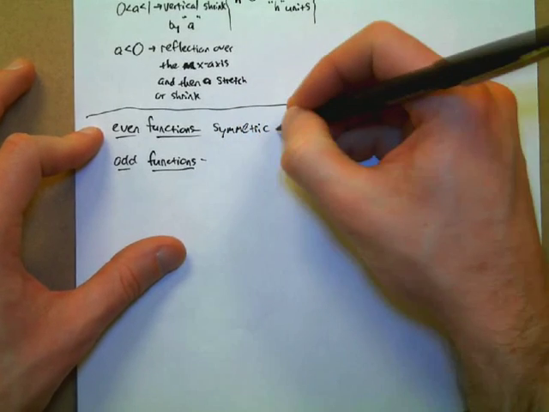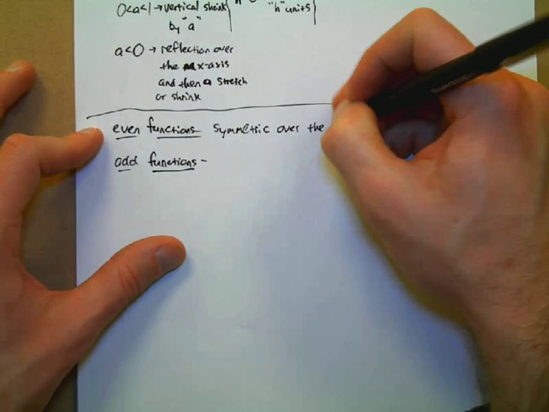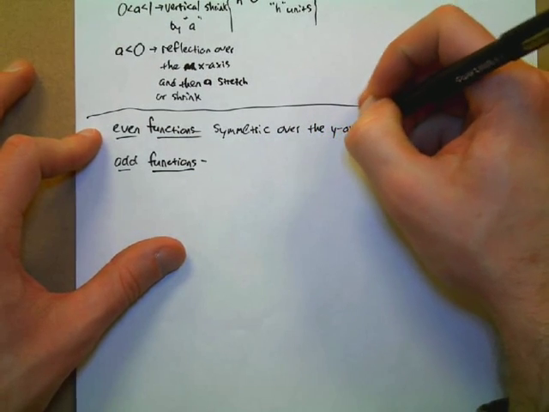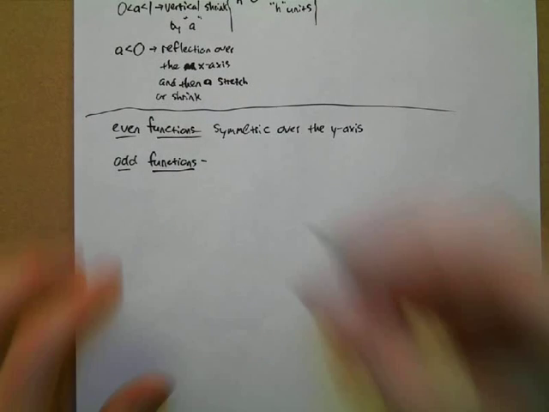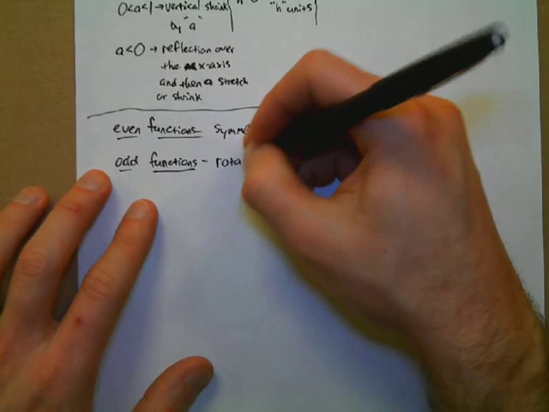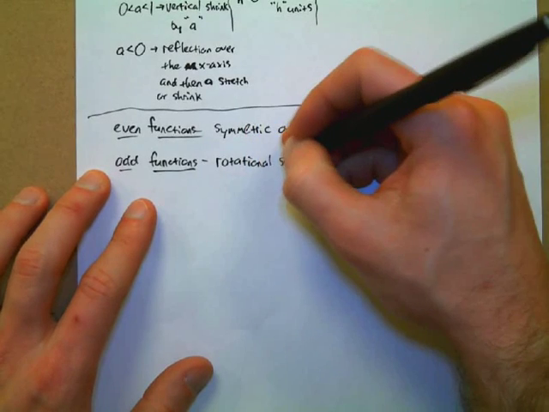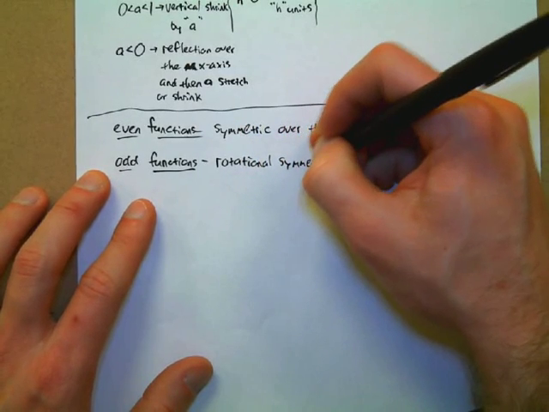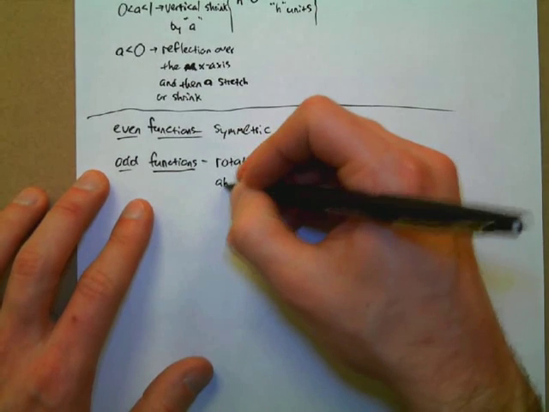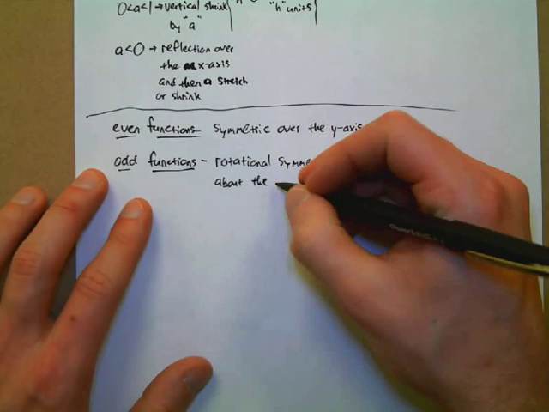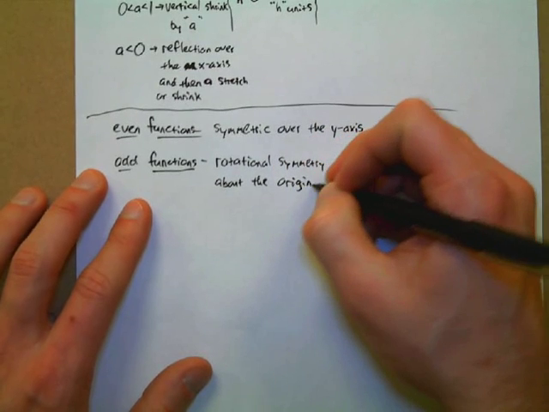A function is odd if it has rotational symmetry of 180 degrees about the origin. Okay. Remember, 180 degrees is half of a full circle. So it's like a half turn, not a full turn, a half turn about the origin. A function's odd if you turn it halfway around the origin and it still will look the same. Okay, and a function is even if you fold it over the y-axis. Okay.